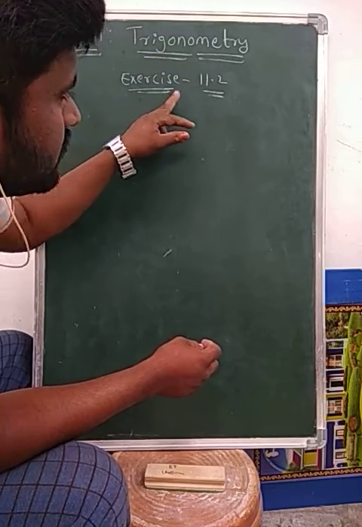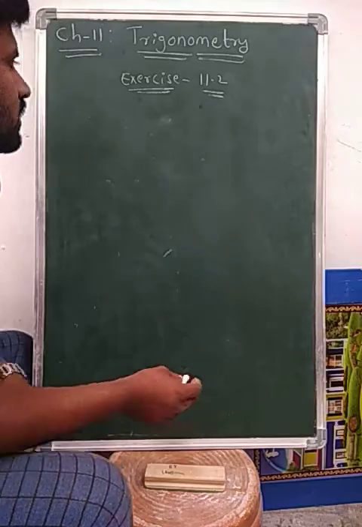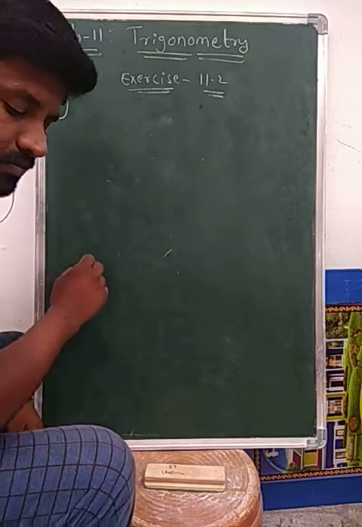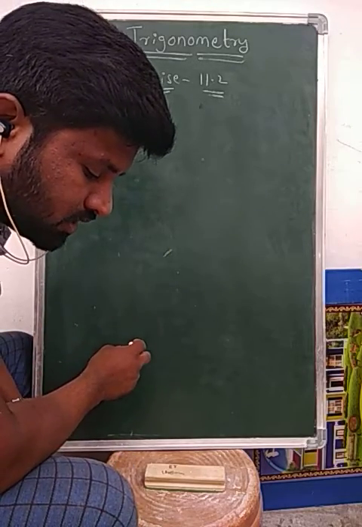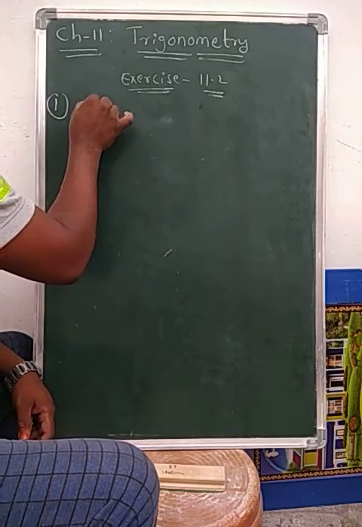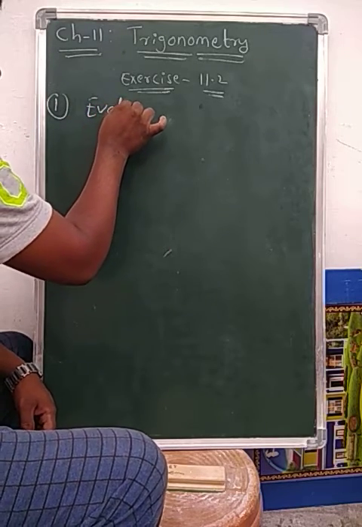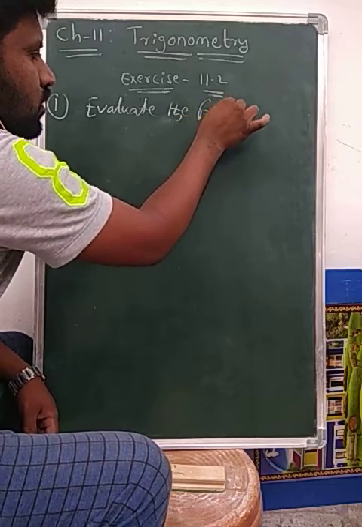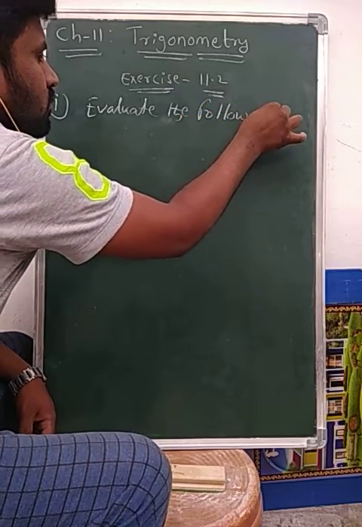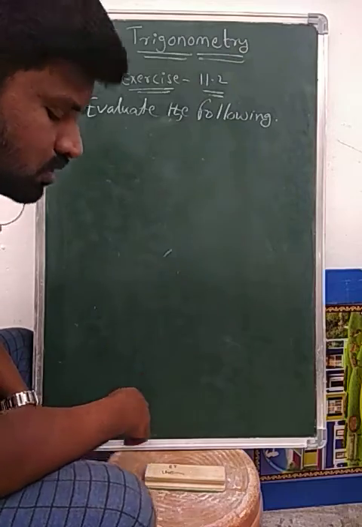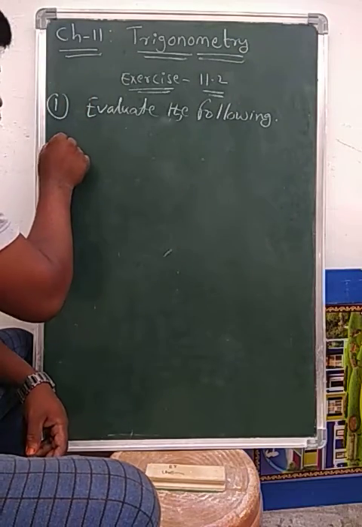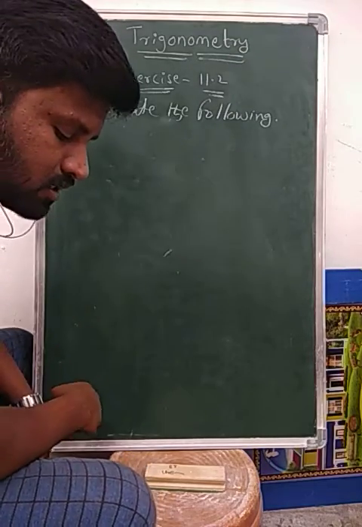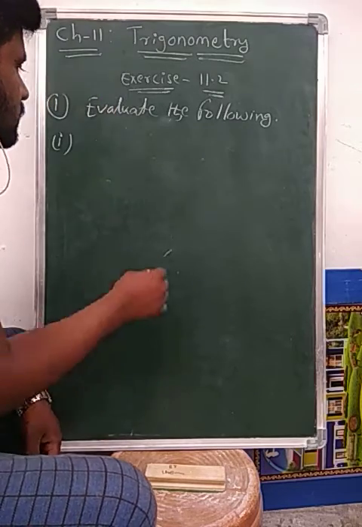In exercise 11.2, the first question: evaluate the following. What is the question? Evaluate the following. Okay, so in that first question is given sin 45 degrees plus cos 45 degrees.